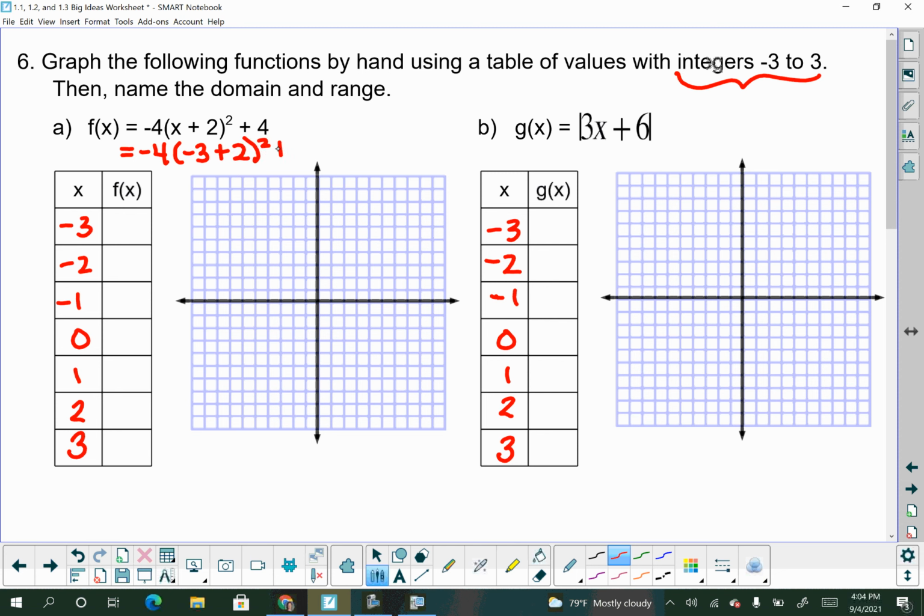It's the order of operations. So we would do our parentheses first, which would give me -1. Then I square that, that gives me +1. Then I multiply by -4, that gives me -4, plus 4 would actually give me 0. You could do it again with another one. Let's say I plugged in -2. -2 plus 2 gives me 0. Squared is still 0. Times -4 is still 0. Plus 4 gives me 4.